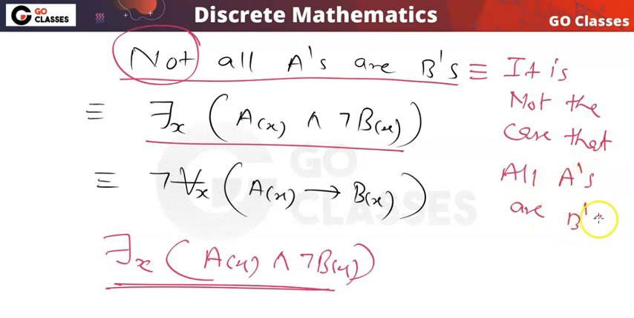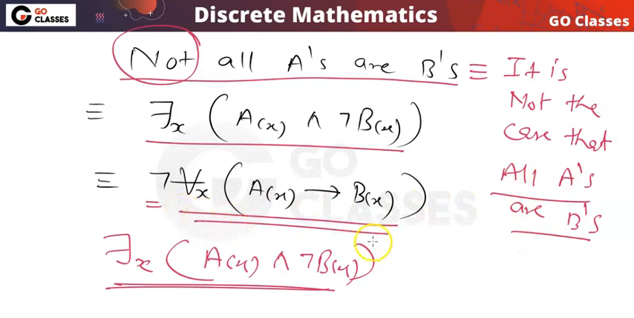Both the statements are the same. Now, it is not the case means negation. All A's are B's means for all X, AX implies BX. You can notice this expression and this expression both are equivalent. So this is how we can write not all A's are B's. We can write in these two different ways, but both are equivalent.